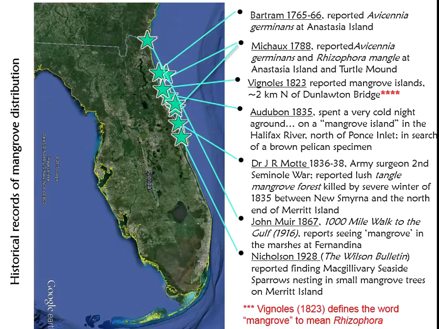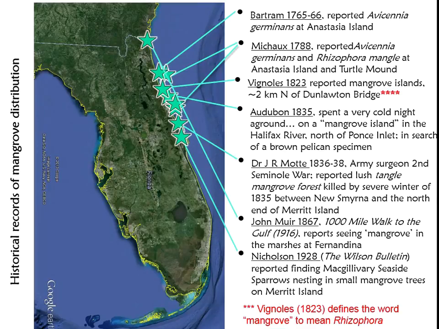Bartram would have known. In 1788, André Michaud, who was the first trained botanist to visit North America, was sent to gather plants to take back to France. And he saw both Avicennia and Rhizophora, so both black and red mangrove on Anastasia Island. He also saw red mangrove down at Turtle Mound, down by Canaveral National Seashore.